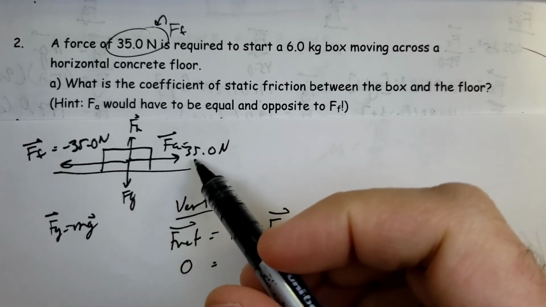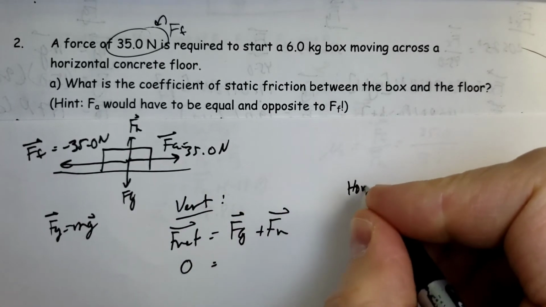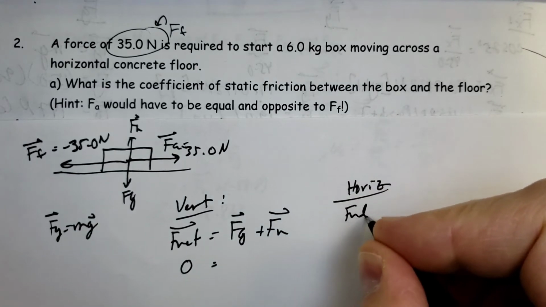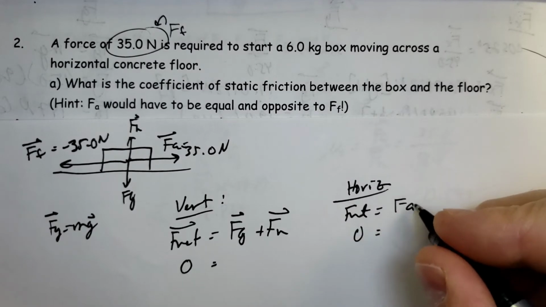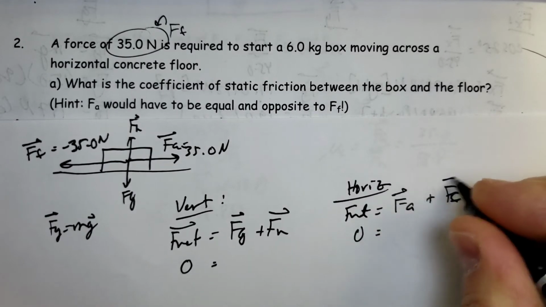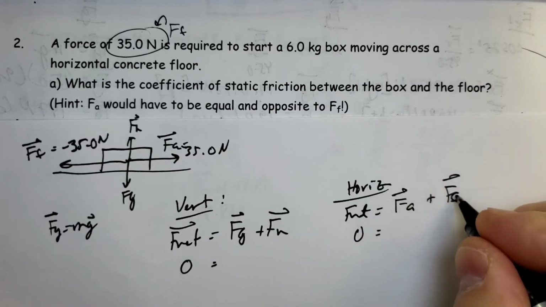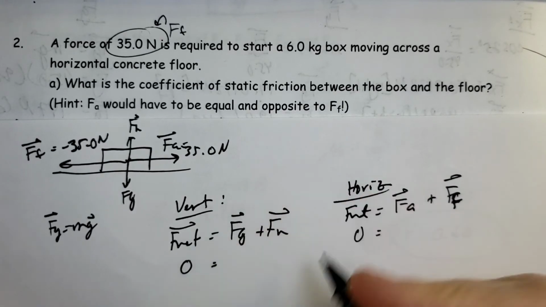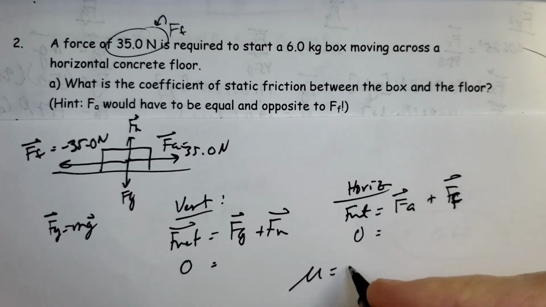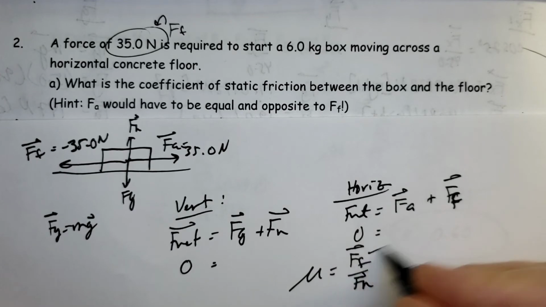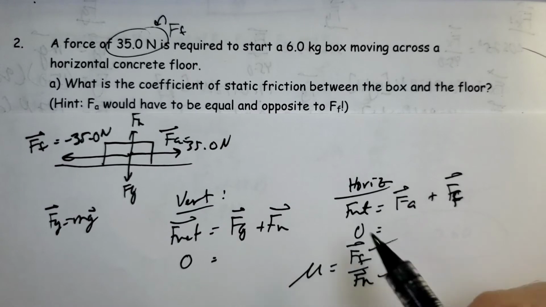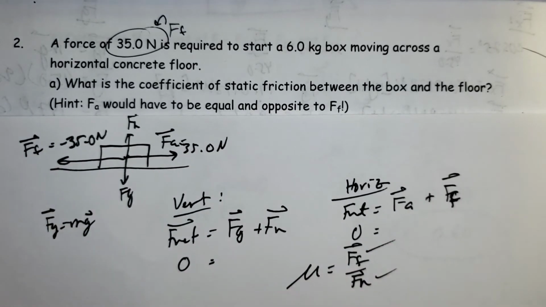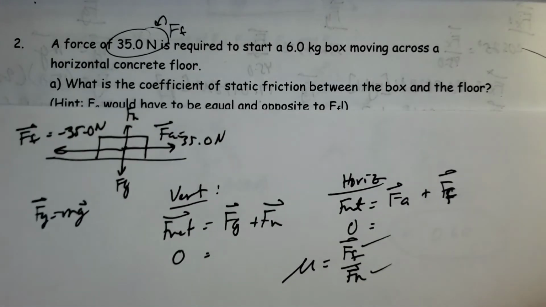Nothing's going to be accelerating up or down, so we'll figure that out. Horizontally, we're just at the point of starting it, so the net force is 0. That's how we rationalize that FA and FF must be equal and opposite. And to figure out mu, it's FF over FN. In this ratio, we're not concerned about the negative sign, so we just use the magnitude only.